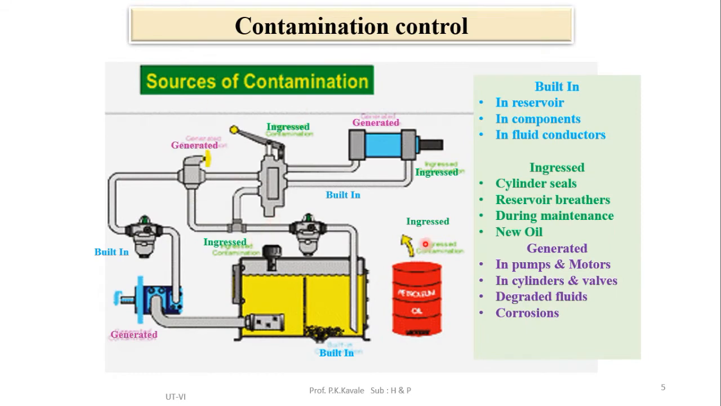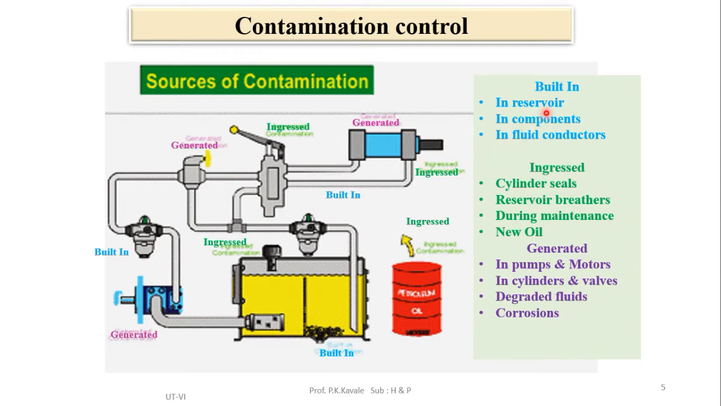So just see the picture. This is the hydraulic system. This is the tank. There are some components: we call it a pump, then transmission line, then control elements known as the valves, then T-joints, and these are the actuators.